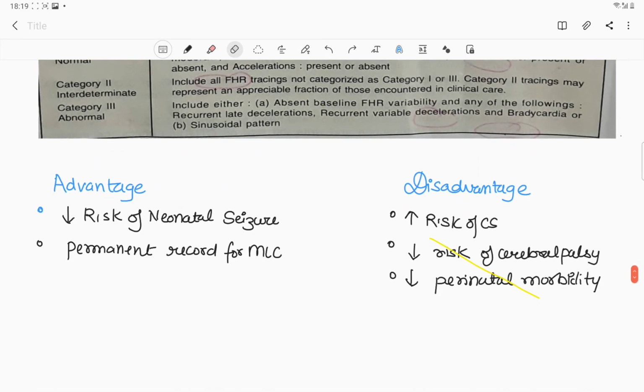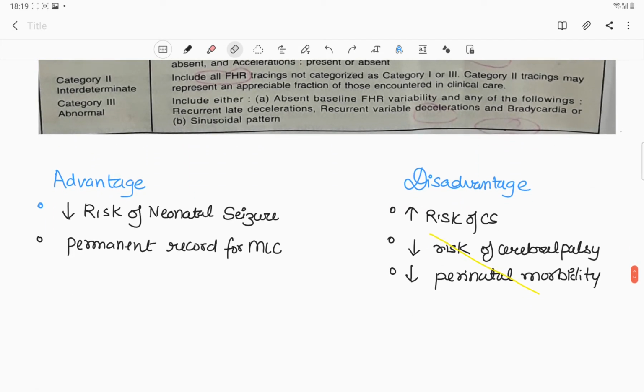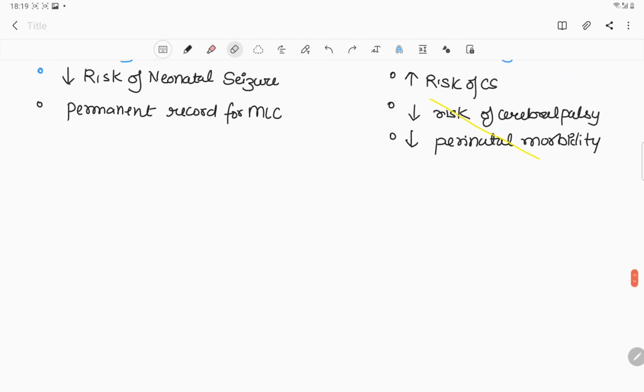So what is the advantage of the CTG? It is shown that it leads to a decrease in the risk of neonatal seizures, and it can act as a permanent record for medicolegal purposes. But there are certain disadvantages also. It leads to an increase in the risk of cesarean sections, and there is no decrease in the risk of cerebral palsy or perinatal morbidity.